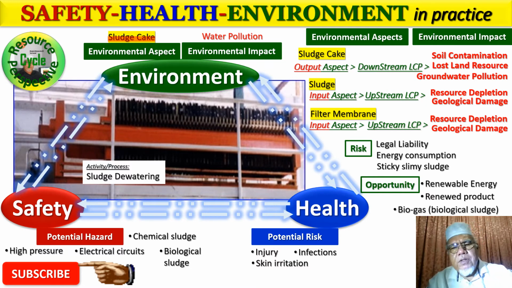Why is the filter press equipment an environmental aspect? Because the construction to make this filter press involved an array of interactions with the environment. That's the upstream life cycle perspective of the filter press. It is made from metal. It is made from polymers of petrochemical products. All right, plastic. All these are the materials that constitute this wonderful equipment called the filter press.